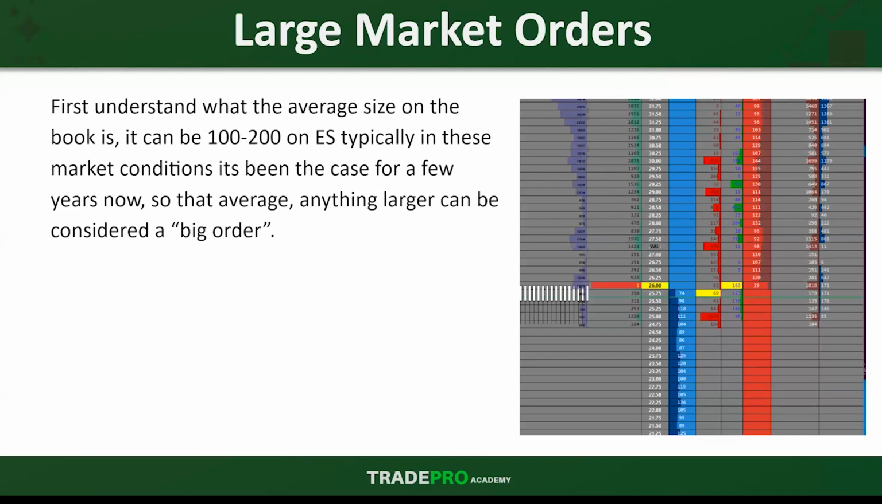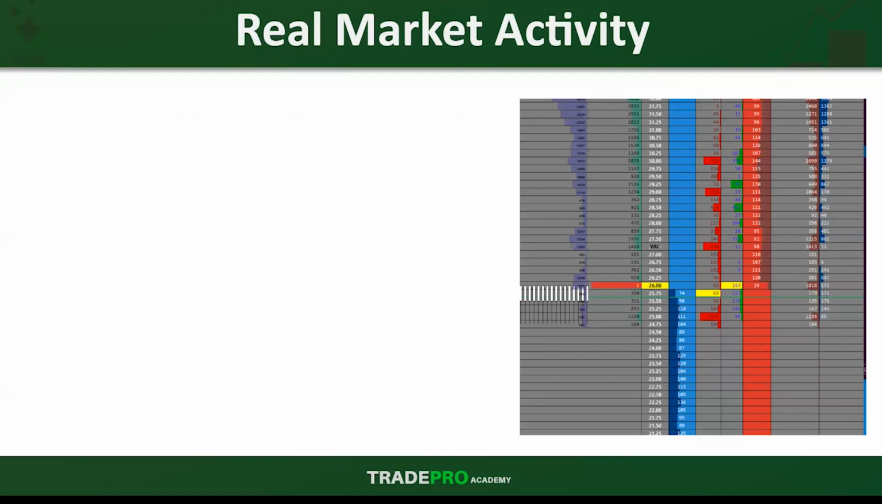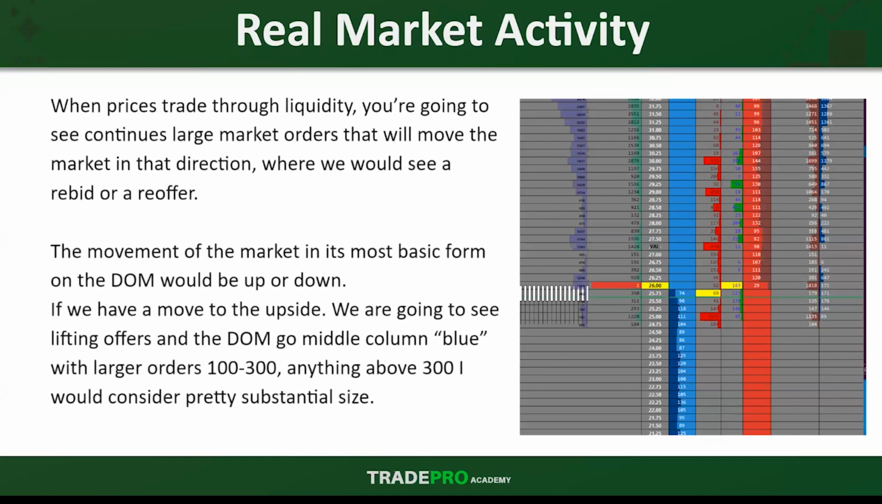It's been the case for a few years now that the average is something like this. So to consider a big order, right, we're looking at something in like 300, 400s and above. Market reactivity, right? These large orders, it's not that they just come in and you have your direction. It's how they interact with one another, right? When price trades through liquidity, you're going to see continued large market orders that will move the market in that direction, where we should see a rebid or a reoffer, right?